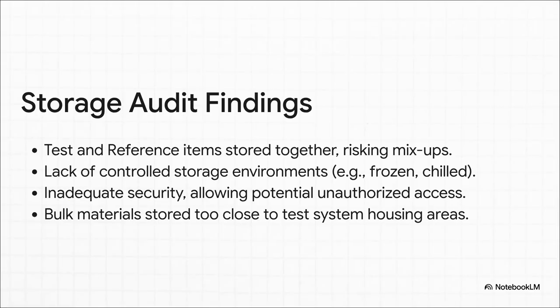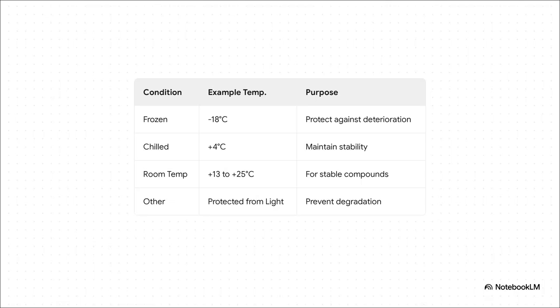The audit just uncovered chaos in their storage areas. Things were stored together that shouldn't have been. Materials were degrading because the conditions weren't right. And there was hardly any security, meaning they couldn't actually guarantee the identity or purity of their own materials. Not good. And here's the thing, the solution is pretty straightforward.